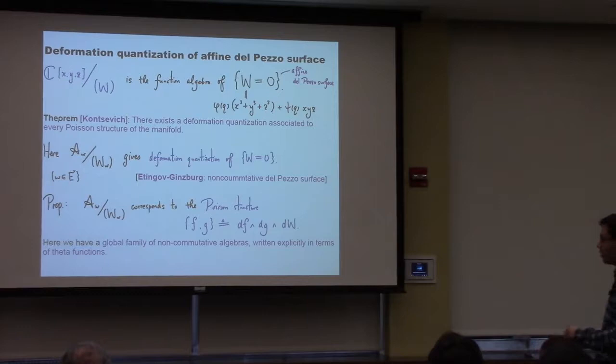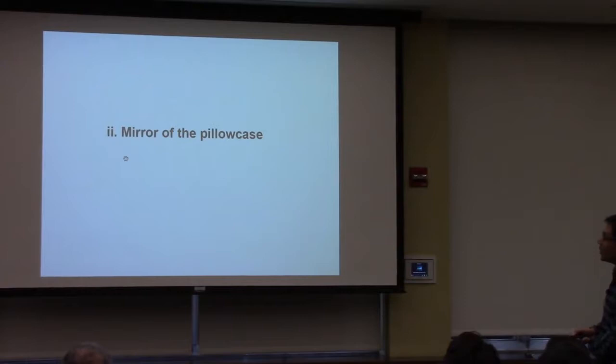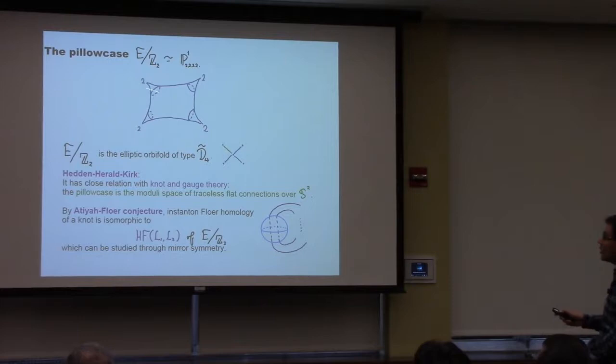Okay, so this is one example. Another one is just another type of tangent diagram, E4 tilde, the Biro case. I want to mention it because it is a recent work by Helen Biro Kirk that has an interesting link with gauge theory. Indeed the Biro case is the moduli space of traceless flat connections over the sphere.